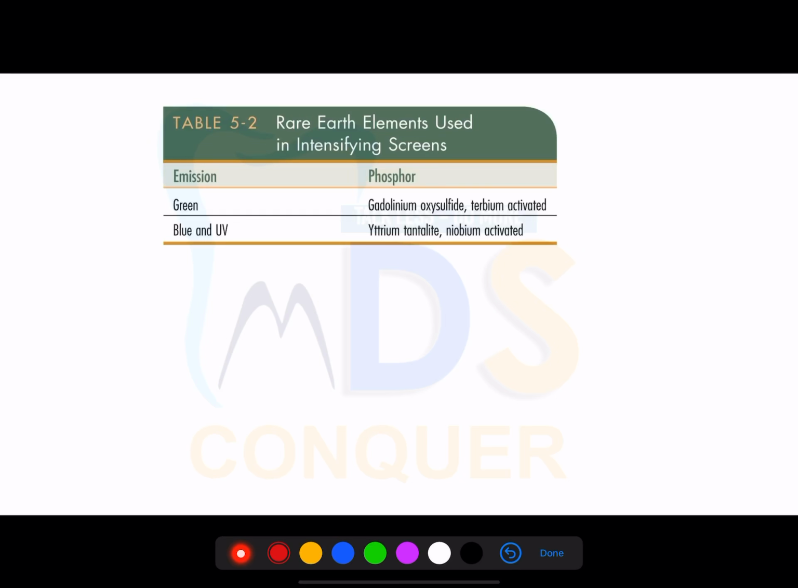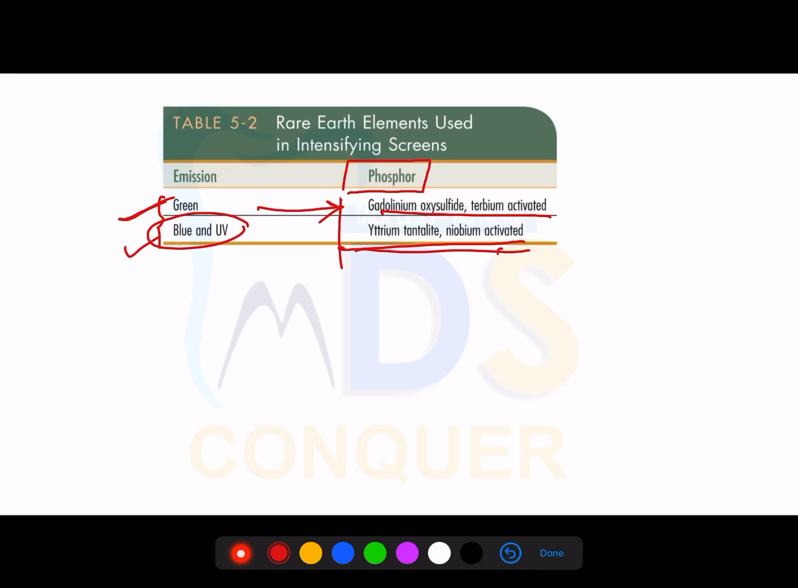So coming to the intensifying screens, there are two types: green emission and blue and ultraviolet emission. The phosphors present in the green emission screens are gadolinium oxysulfide and terbium activated. Whereas in the blue and ultraviolet intensifying screens, the phosphors used are yttrium tantalate and niobium activated. So these are two important things you have to remember regarding intensifying screens.